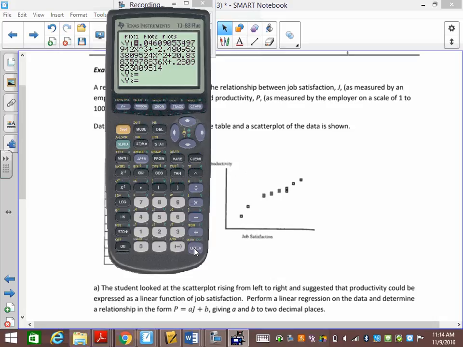So we need to change our window so it fits the data. What's the lowest x? 3. It's job satisfaction. It says the scale's 1 to 10. So we're going to make our x min be 1 and our x max be 10. Then it says the productivity is a scale from 1 to 100. So we're going to make our y min be 1 and our y max be 100. And press graph.